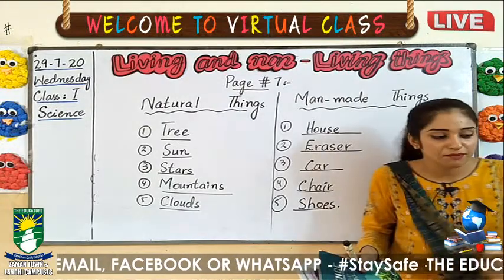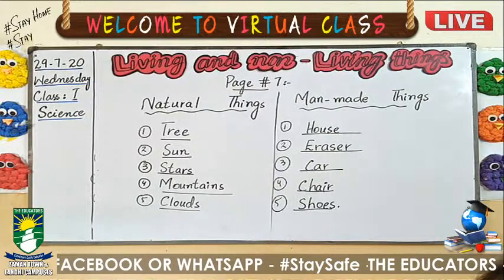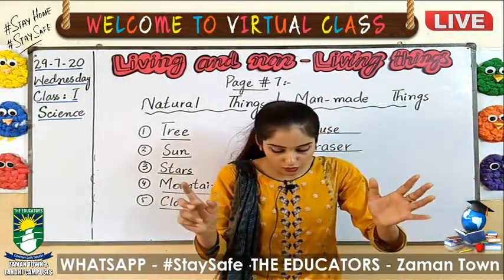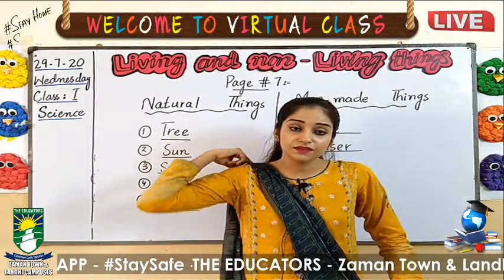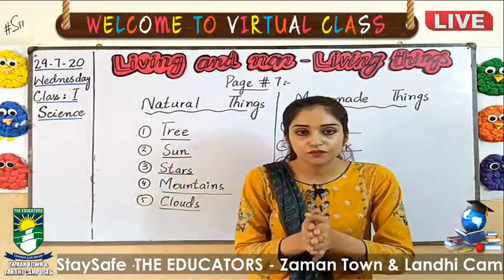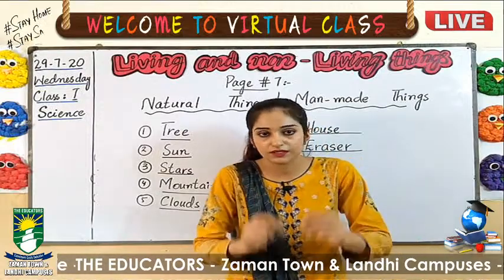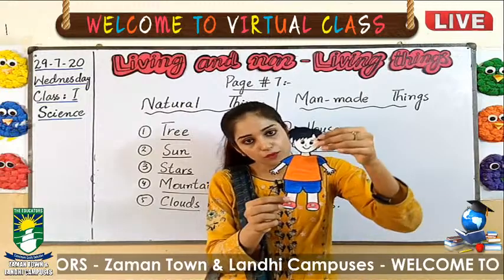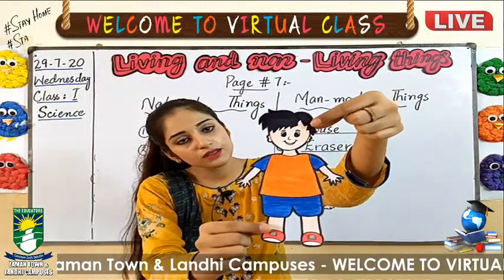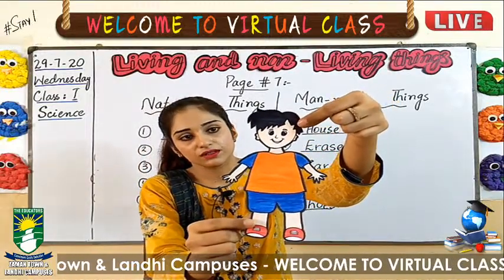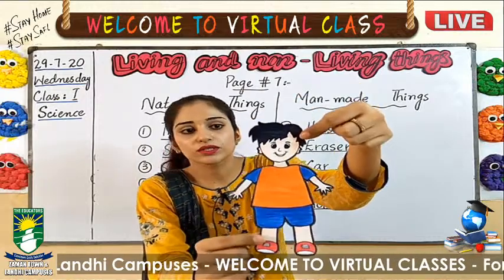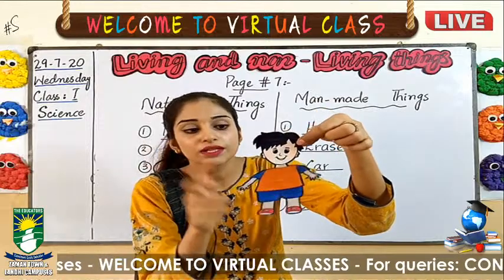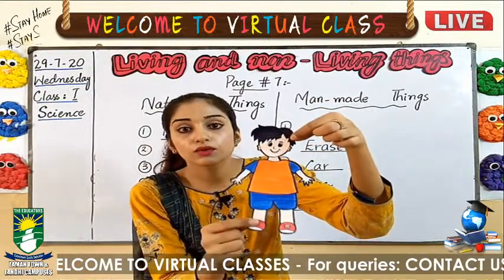Now let's do some activity. I'm going to show you some things and you are going to help me whether it is a living thing or a non-living thing. First of all, living thing and non-living thing. Okay, this is a picture of a boy. Now tell me, he is a living thing or a non-living thing? Very good. He is a living thing because he can move, he can breathe, he eats food, he can also grow.